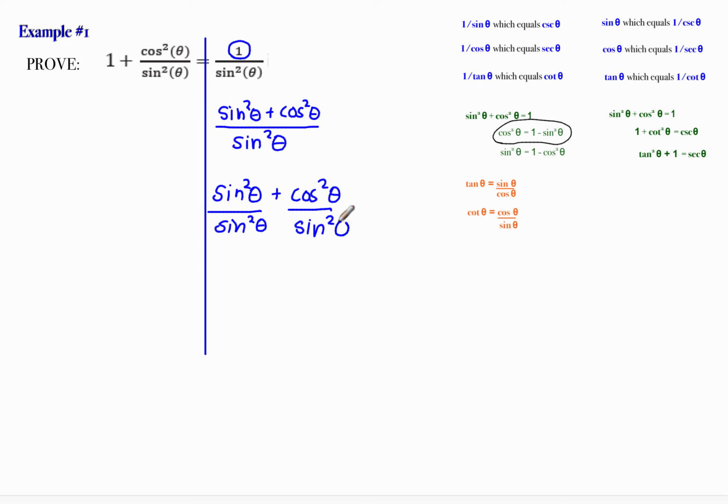And voila, look at that. Sine squared over sine squared is 1. And then I don't even have to change this. It's cosine squared theta over sine squared theta. And there's more ways to do this. You might have seen a different way. Because the truth of the matter is, all identities can be done multiple ways. I just have to write down my final step to show that one side does indeed equal the other side.